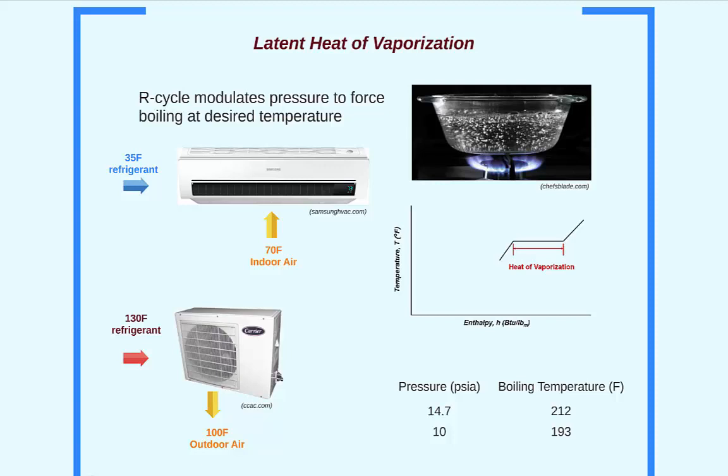Since heat travels from a hot to a cold environment, this allows the evaporator to absorb heat in a 70 degree Fahrenheit room and the condenser to reject that heat to the 100 degree Fahrenheit outdoor environment. The fact that the refrigerant temperature remains constant during phase change is important because it allows the refrigeration cycle to continue to transfer energy without decreasing the temperature difference between the two fluids.